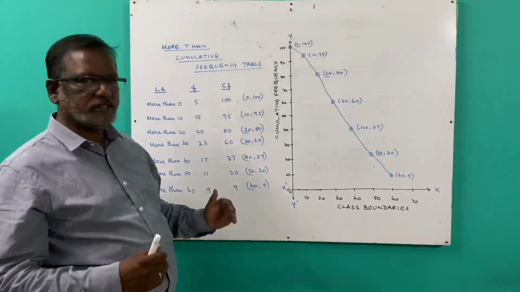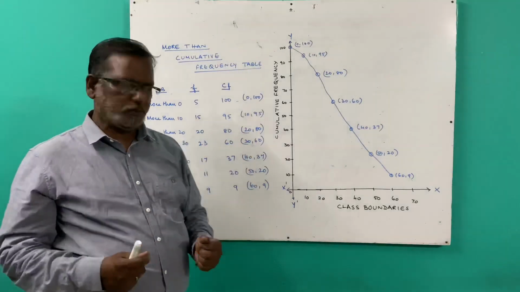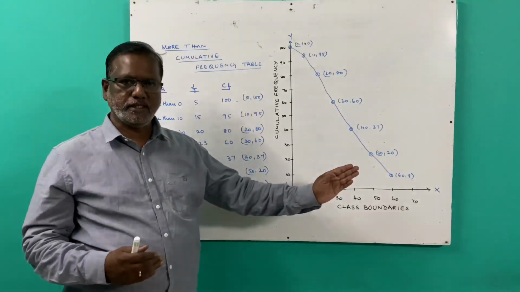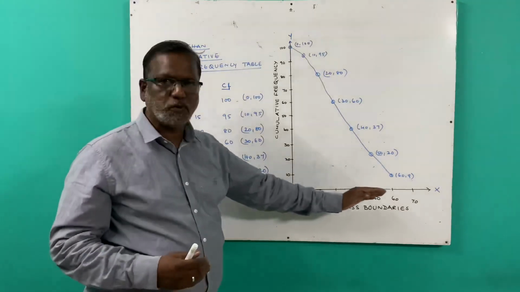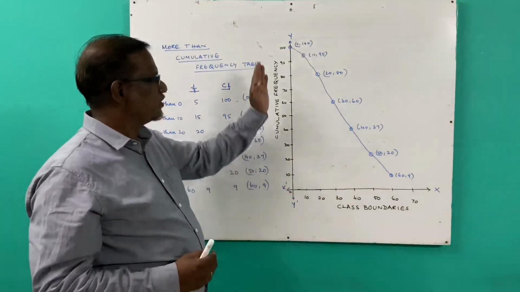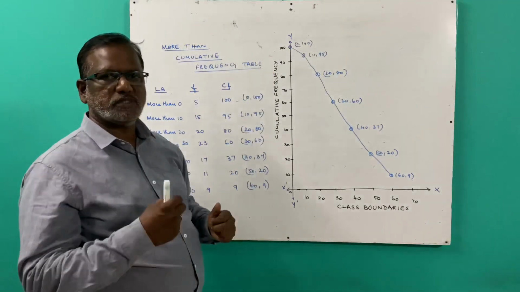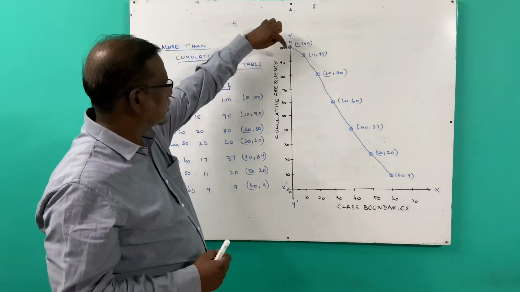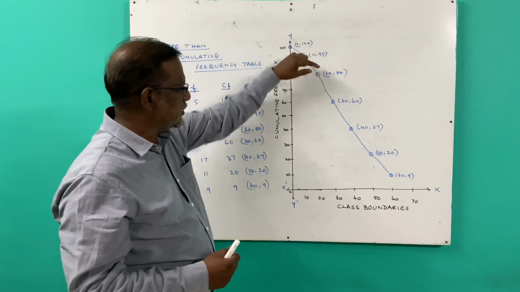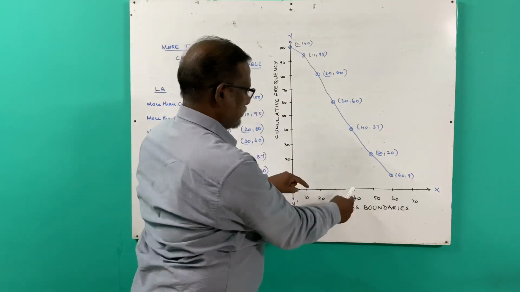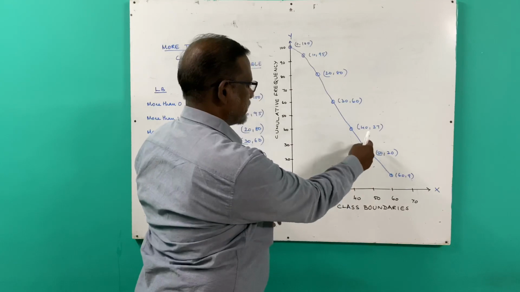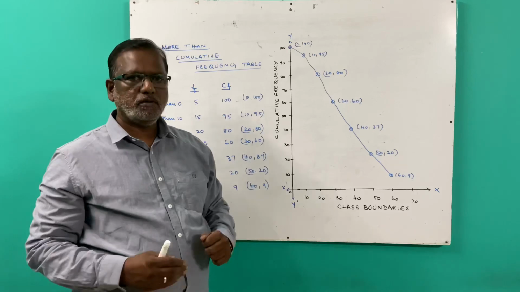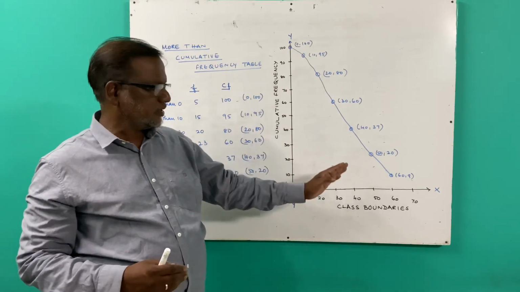Now, as we discussed earlier, the same thing that we are going to do. These ordered pairs that we found, we are going to plot in the graph. Taking the class boundaries on the x-axis and the cumulative frequencies on the y-axis, we start plotting these ordered pairs: (0, 100), (10, 95), (20, 80), then (30, 60), (40, 37), (50, 20), (60, 9). Once we plot these, we get the curve.